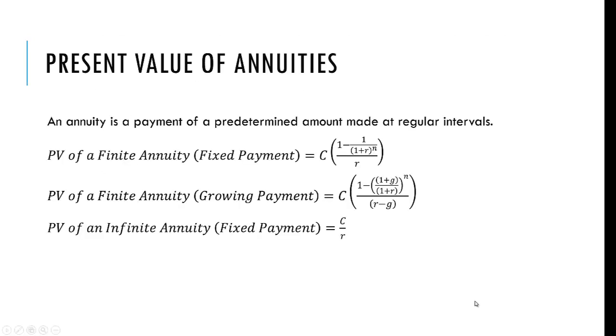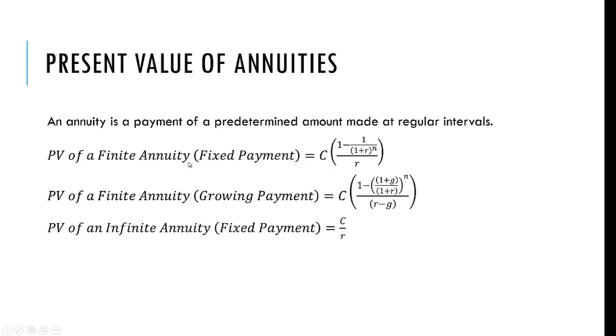In this video, I'm going to describe and demonstrate how to calculate the present value of annuities. An annuity is a payment of a predetermined amount made at regular intervals. Notice that I don't say that it's a fixed amount, because one of the annuities we're going to look at is a growing payment annuity, where we expect the payments to grow over time, like you would expect, for example, in a retirement program where my pay is increasing every year, and so my contributions to that 401k or IRA should also be growing over time.